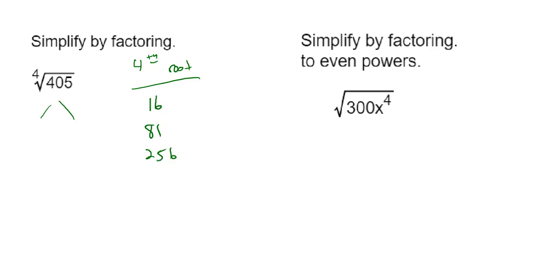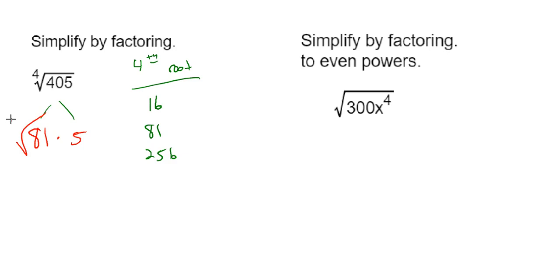16 doesn't work here, but 81 does. All right, so we'll try 81. It's going to be 81 times 5. That gives me 405. That way I'm not wasting my time looking at other options for 405 that would not do me any good. I only want these numbers when it's a 4th root. If it's not one of these numbers, it doesn't work. It doesn't simplify. So just focus on these.